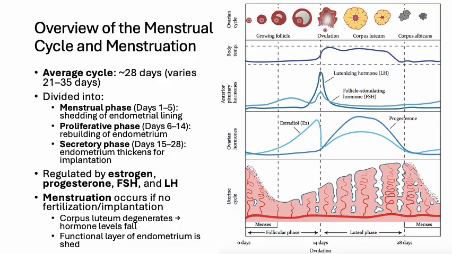During the proliferative phase, estrogen from developing follicles stimulates the endometrium to regrow. Ovulation occurs around day 14. Afterward, the secretory phase begins, with progesterone from the corpus luteum maintaining a thick, nutrient-rich lining. If no fertilization occurs, hormone levels drop, the corpus luteum regresses, and the functional layer of the endometrium breaks down and is expelled as the next period begins.